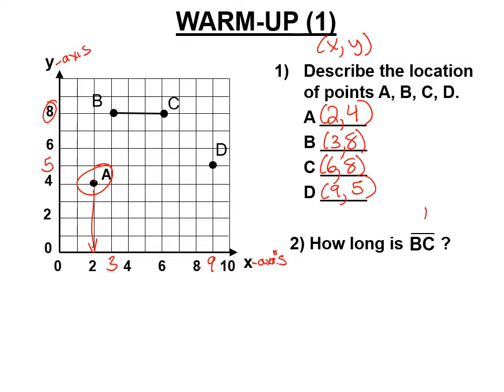So this says, how long is line segment BC? Well, line segment BC, count it, is 1, 2, 3 units long. Now, if you got 4, no. It's 1 to there, 2 to there, 3 to there. But more simply, just count how many boxes long it is. Don't count the little intersections. It's how many boxes long it is.